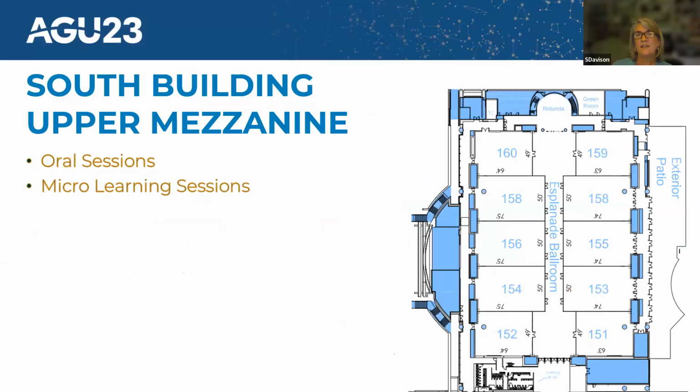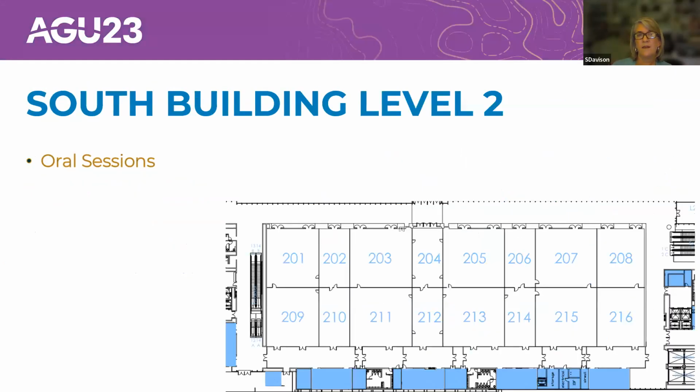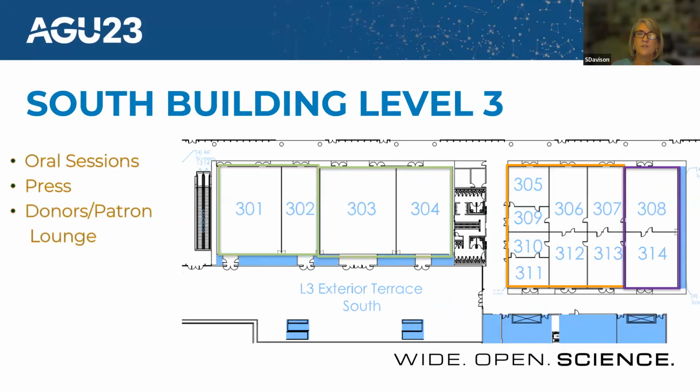Next slide. And again, these are just the oral session rooms. Everybody's familiar with the Esplanade area. And then we will also have our micro learning sessions that will take place throughout the week. And then more oral session rooms on level 2. And then we get to level 3. So level 3 is where we're going to have the press room, which is all in orange. And then we will have the donors and patron lounge that is in the purple. And the other 2 rooms are, I believe, the union and innovation rooms.